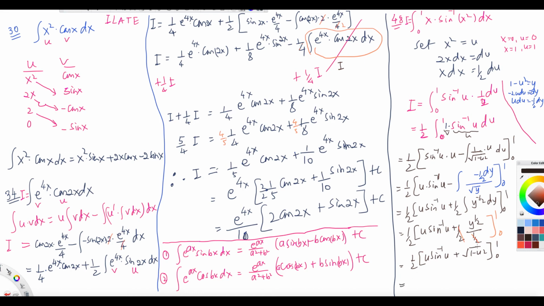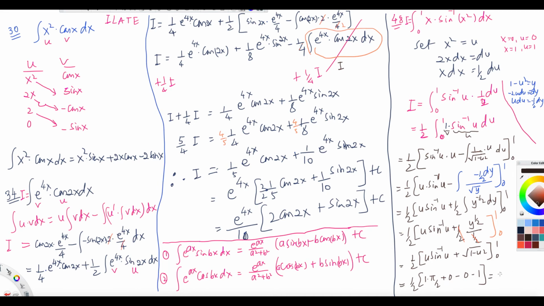What do you get? If you plug in the limit 1, you will get u sine inverse 1, which is pi half, right? So 1 times pi half plus, if you plug in 1, you will get 0, minus. Now plug in 0, that will be 0, and then minus, this will be 1. So what is the final answer then? You will get 1 half, so pi half minus 1.